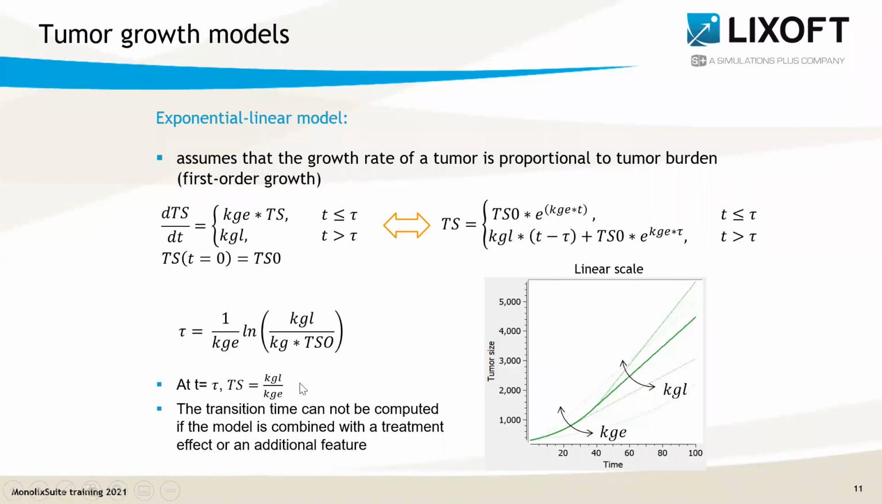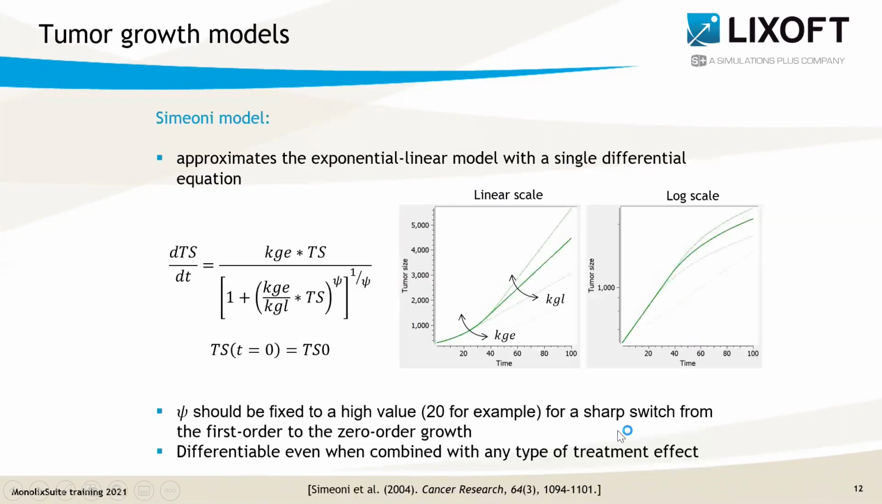And it corresponds to a threshold size for the tumor size, TS, of the linear growth rate divided by the exponential growth rate. But the transition time can be easily calculated only if the model is used alone and not combined with any treatment effect or additional feature. So when the model should be more complex, it is more convenient to use the Simeoni growth function, which approximates the exponential linear model with a single differential equation.